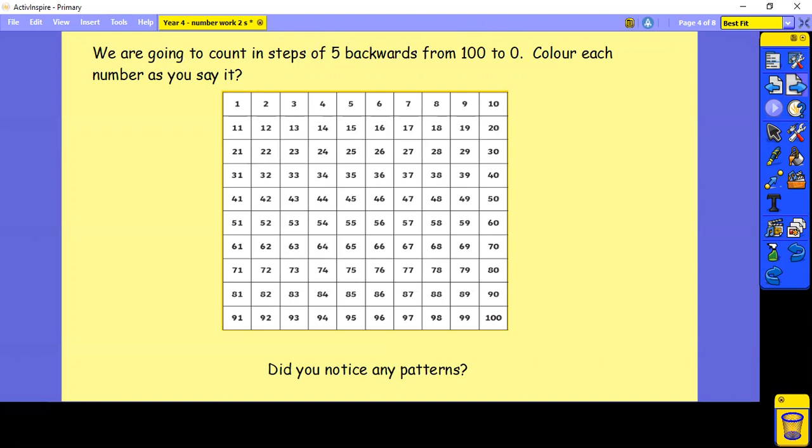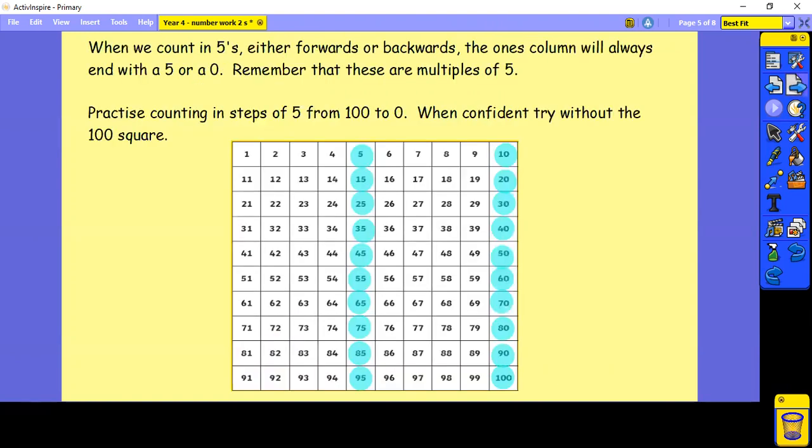So did you notice any patterns? Yes, it's exactly the same as yesterday's, wasn't it? You can see that it makes 2 columns. This column all ends in 5s. This column all ends in 0s. So when we count in 5s, either forwards or backwards, the 1s column will always end with a 5 or a 0. Remember that these are multiples of 5.